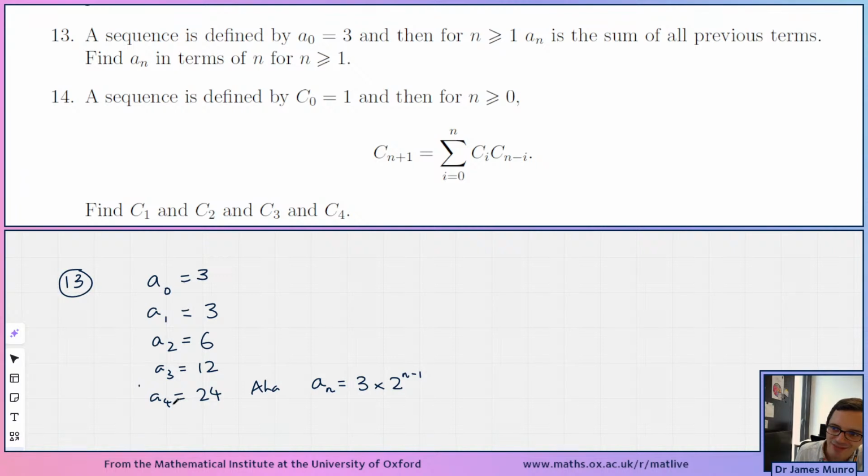How many doublings? How many 2s have you got? One less than the number down here. There's a bit of a delay at the start before it starts doubling, and then it starts doubling. Check that for 1, check that for 2, check that for 3, check that for 4, and then think, right, why does that work?